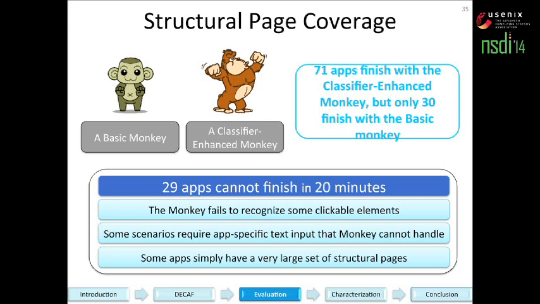In general, we see very good coverage improvement from the classifier-enhanced monkey. 71 apps finished with the classifier-enhanced monkey, but only 30 finished with the basic monkey. And there are 29 apps that cannot finish in 20 minutes. This is either because the monkey cannot recognize some clickable elements, or because some scenario needs a password or username that the current monkey cannot handle, or because some apps simply have a very large set of structural pages and the monkey cannot finish within 20 minutes.